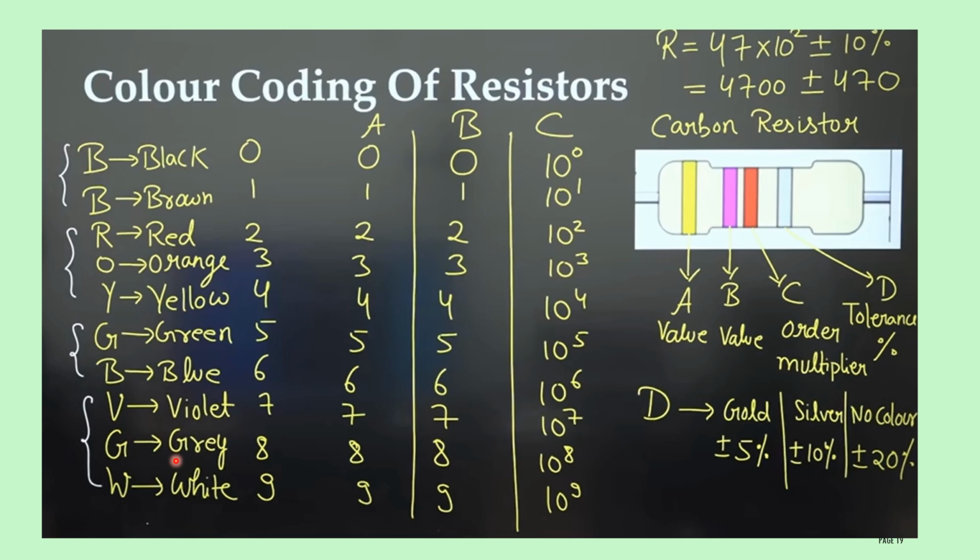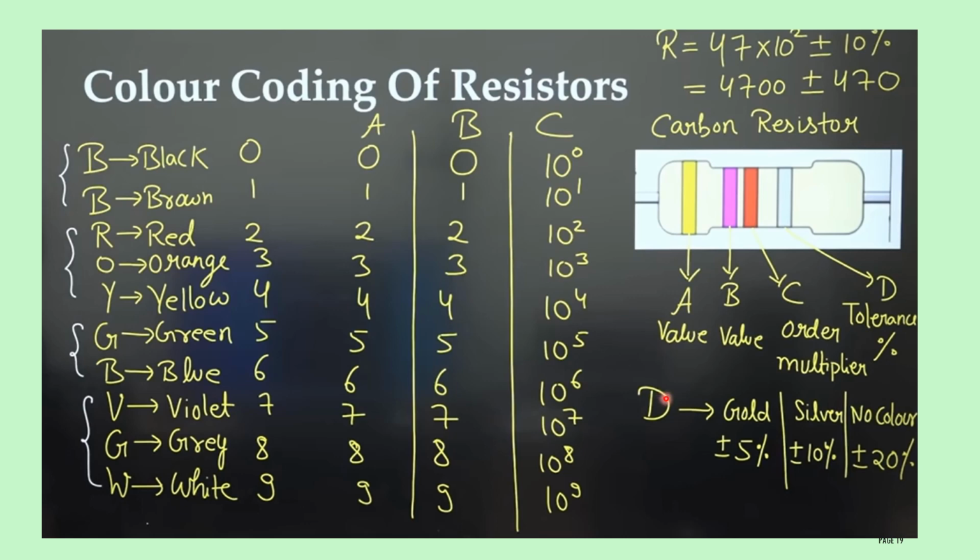G means gray. The first G you write as green. The second G you write as gray, because this one is a dull color compared to green. Remember like that. Gray's value is 8. W means white. Its value is 9. Then consider the 3 bands here, A, B, C. If all three bands are black, then the value is 0, 0. C we always represent in terms of order, therefore 10 to the power of 0. In the second case, if all three bands are brown, then 1, 1, 10 to the power of 1. In the third case, if all three bands are red, then the value is 2, 2, and band C is 10 to the power of 2.